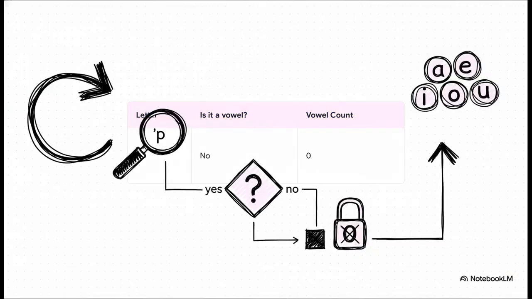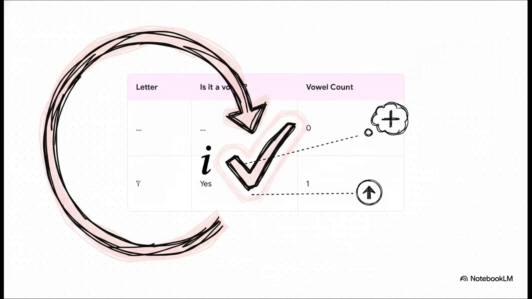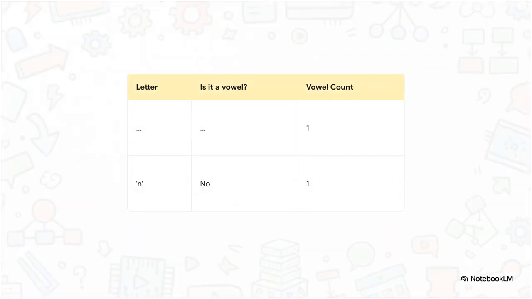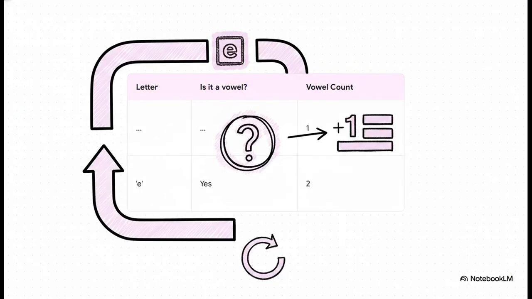First up, the letter P. The conditional asks its question, is this a vowel? The answer is no, so our vowel count stays right where it is, at 0. On to the next one. Okay, next letter in line, I. Is that a vowel? Yes, it is. Our conditional rule kicks in, and our vowel count variable gets updated from 0 to 1. And now we're on to N. Is it a vowel? Nope, so the count stays put, still 1. The loop just keeps chugging along. Next is E. And hey, that's a vowel, so we tick that counter up to 2.